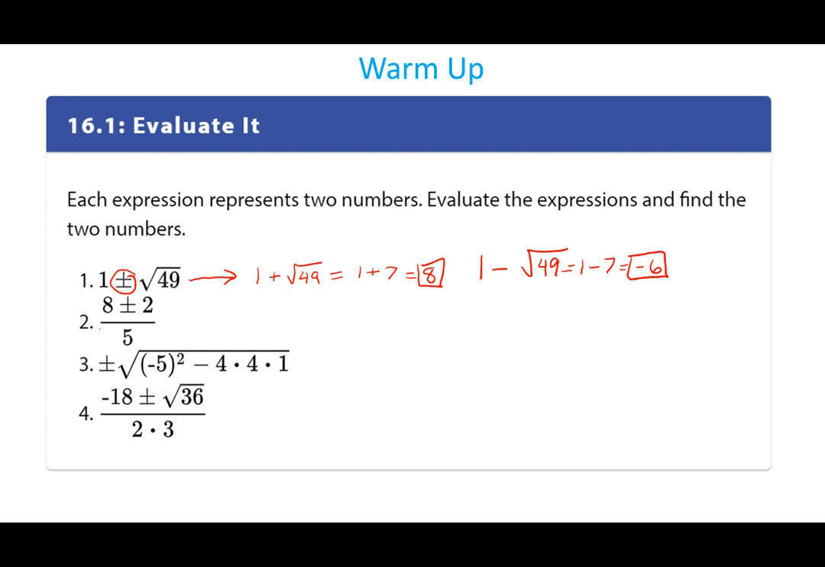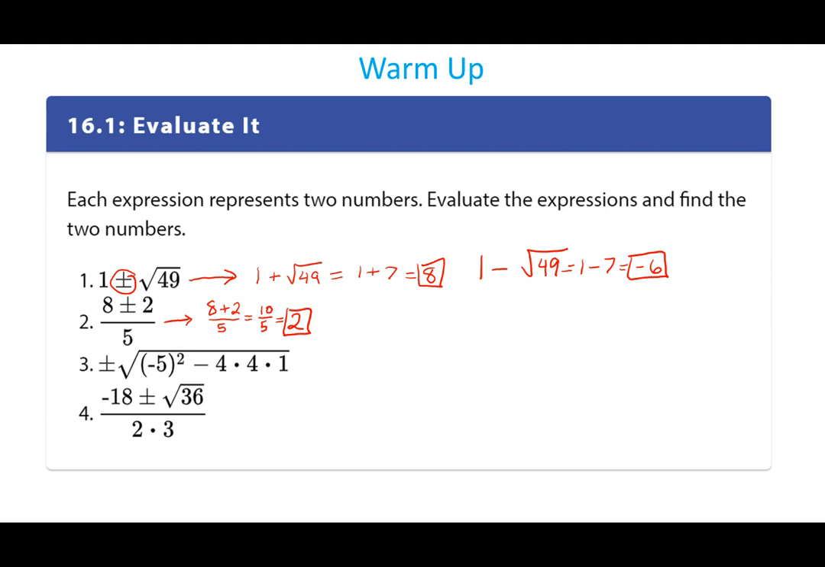The next question, we have the same plus or minus, but we also have a fraction, 8 plus or minus 2, all divided by 5. So this means that we have one of our solutions will be 8 plus 2 over 5. 8 plus 2 is 10. And 10 over 5, remember that fractions mean the same as division, so 10 divided by 5 is 2.